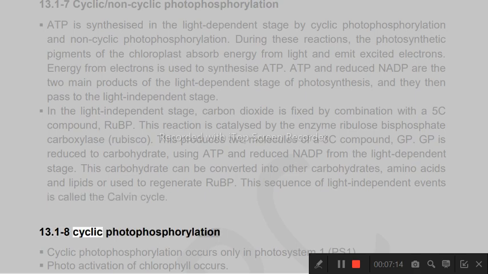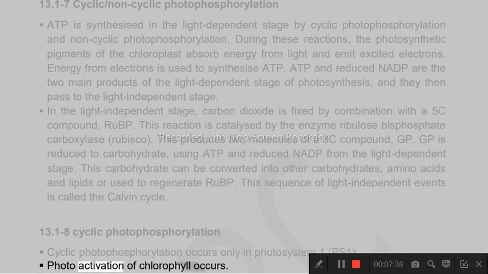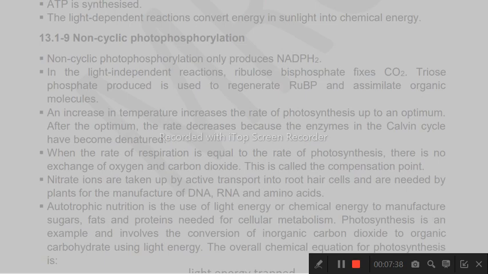13.1.8 Cyclic photophosphorylation. Cyclic photophosphorylation occurs only in photosystem 1, PS1. Photoactivation of chlorophyll occurs. ATP is synthesized. The light-dependent reactions convert energy in sunlight into chemical energy.